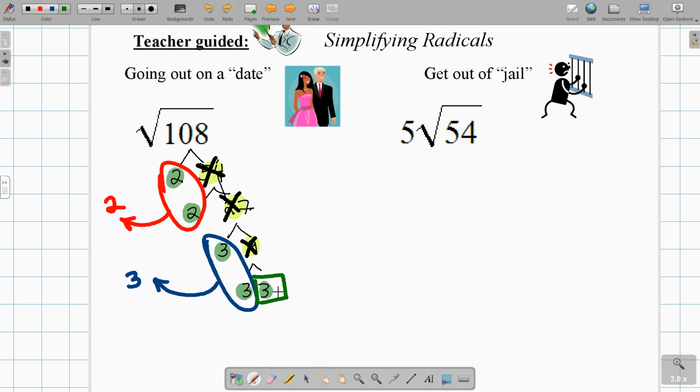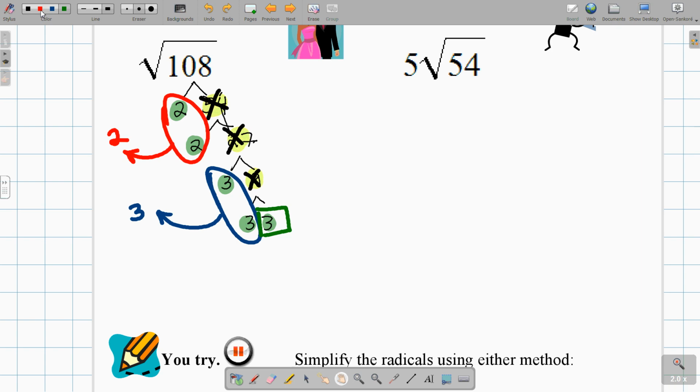Now the other method is getting out of jail. What I'm going to do is just prime factor 54. Watch what I do. You pull it all down to primes. I know 9 times 6 equals 54, but I'm going to prime factor 9 and 6. So 3 times 3 is 9, and 3 times 2 is 6.